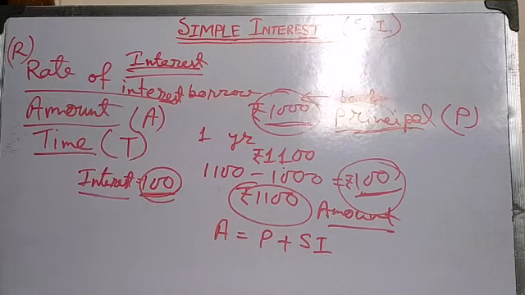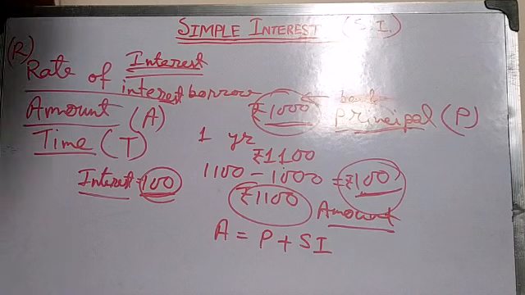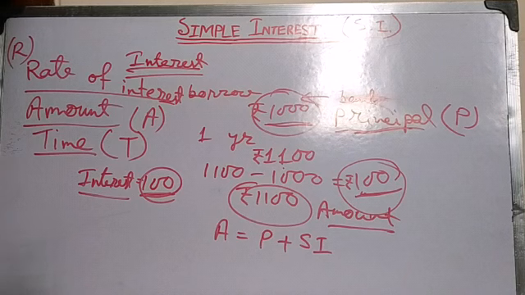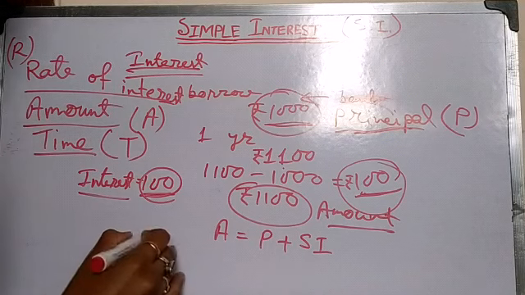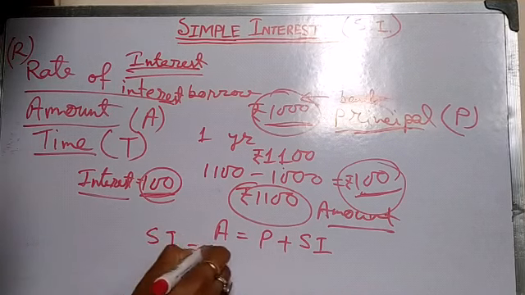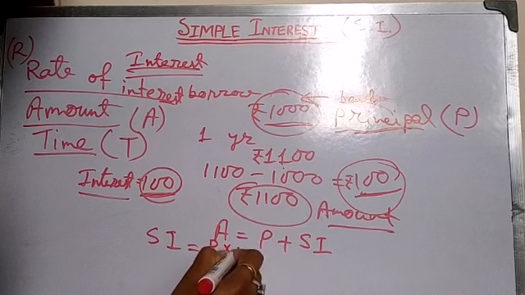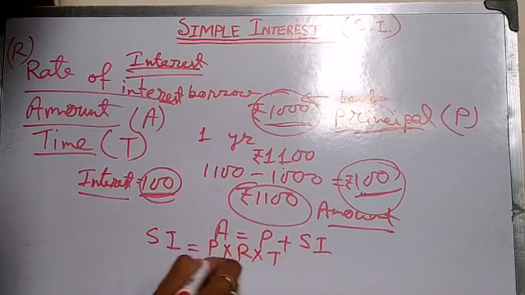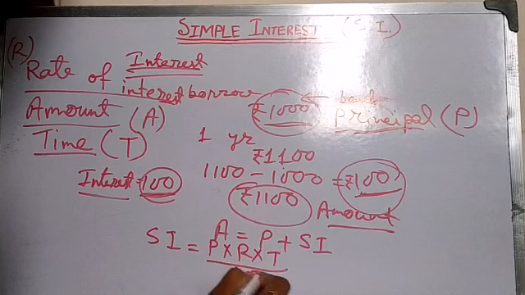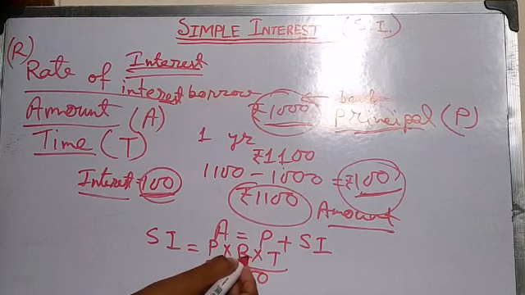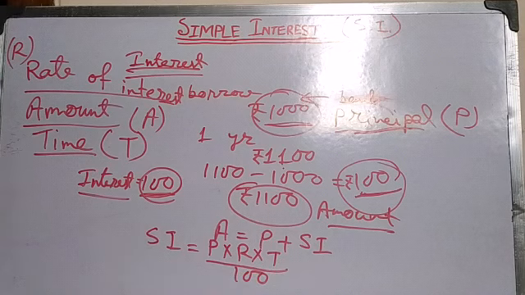Now an easy way to find out the simple interest, that I will discuss now. How to find out simple interest in the easy way, that is SI equal to P into R into T divided by 100. P for principal, R for rate of interest, T for time, and this is divided by 100.